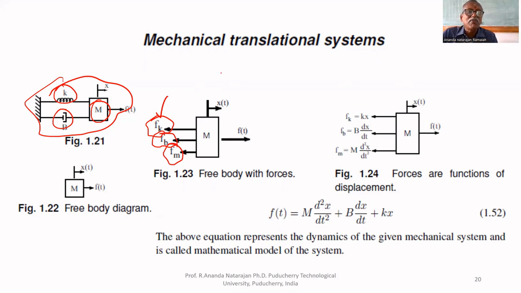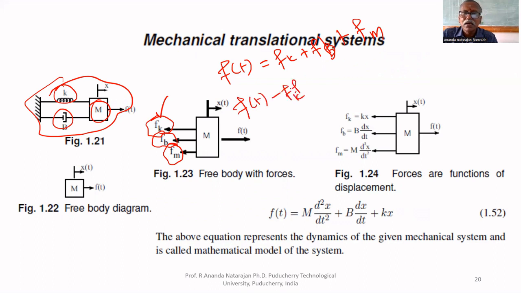The applied force is F of t, and the reaction forces are Fk, Fb and Fm. They are in the opposite direction, which is why I am writing them on the right hand side. Or like KVL, we can say that F of t minus F of k minus F of b minus F of m equal to 0. That way also we can write, like KVL.